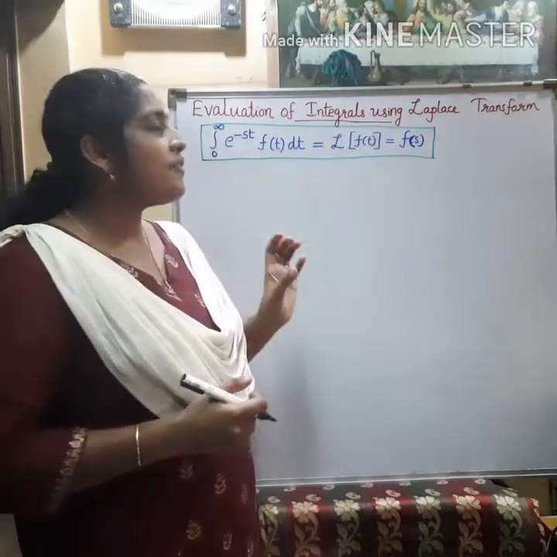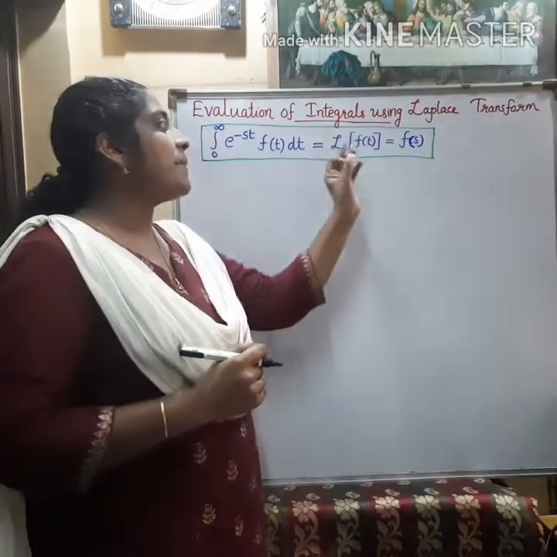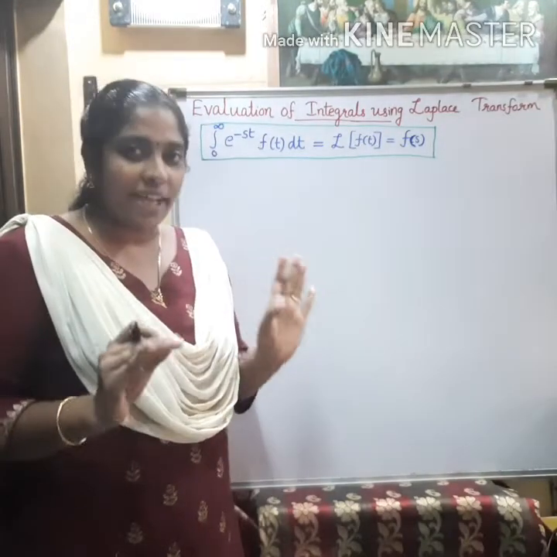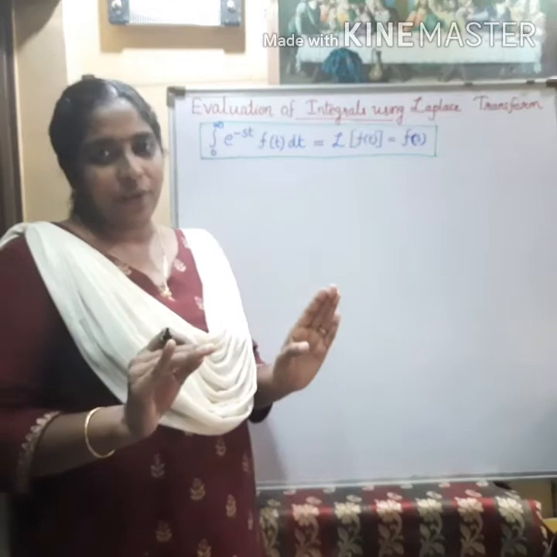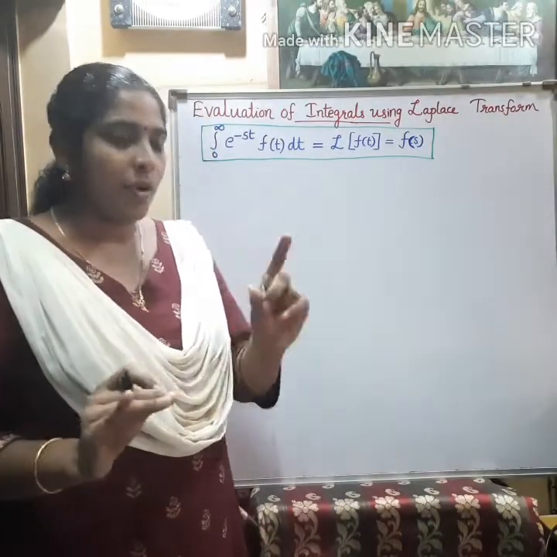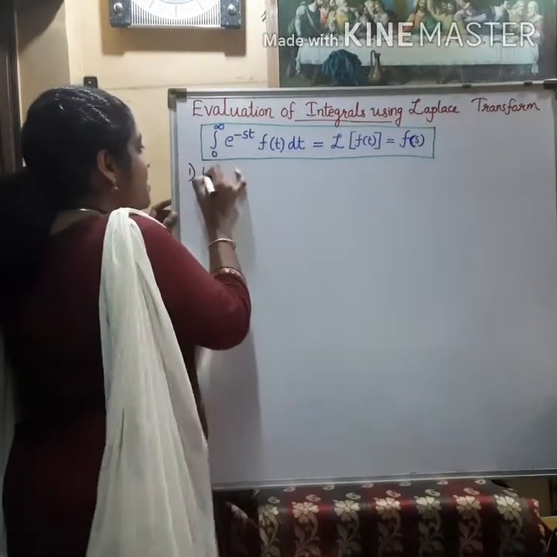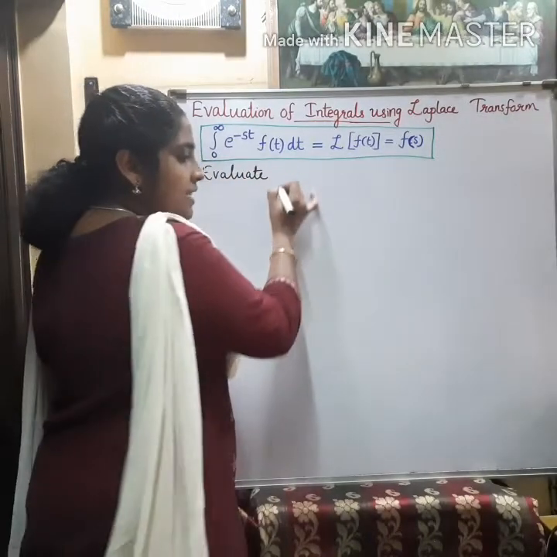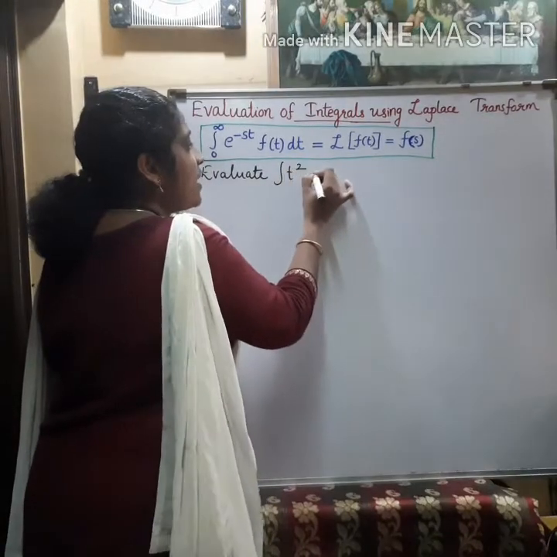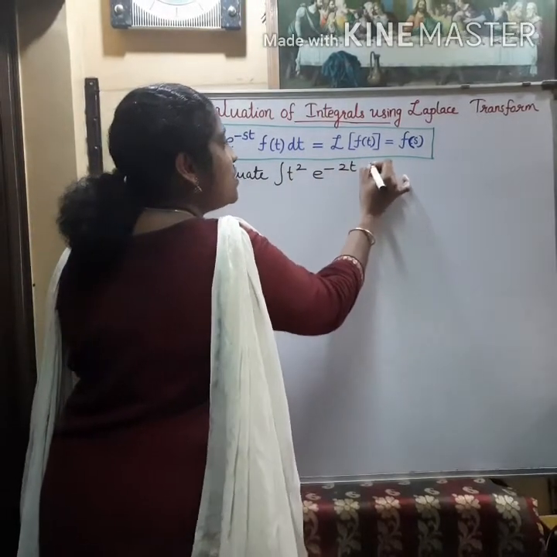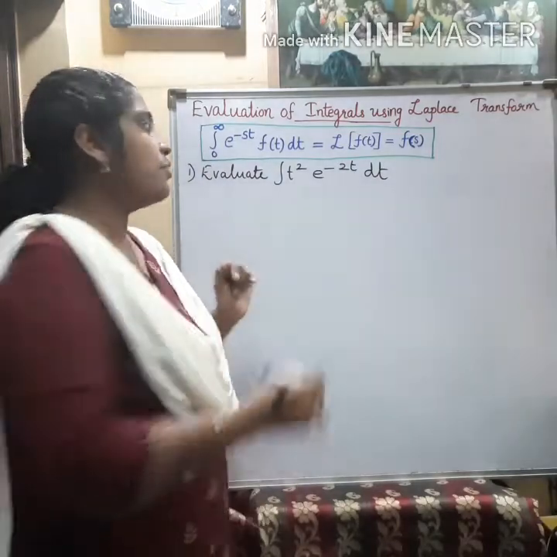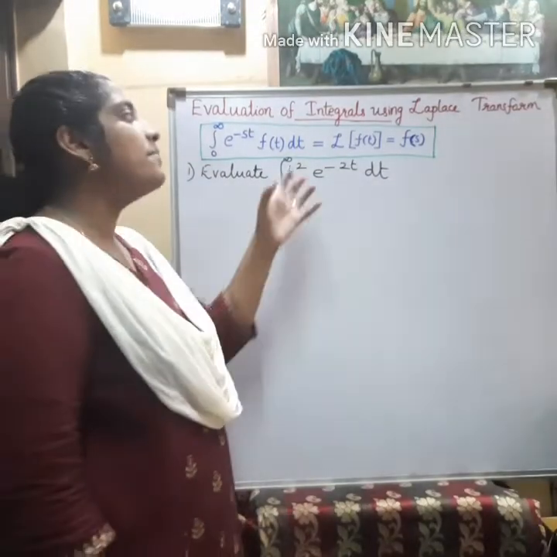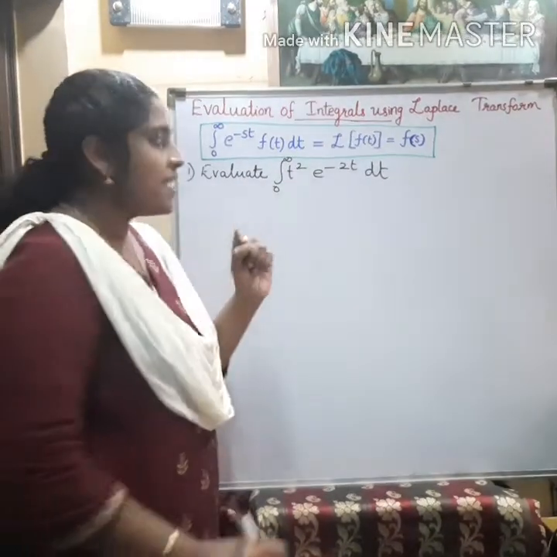The basic formula for the Laplace transform is: Laplace transform of a function f of t is the integral from 0 to infinity of e raised to minus st f of t dt. Now we can do one problem. First one, evaluate the integral from 0 to infinity of t square e raised to minus 2t dt. Can we find out this problem based on this Laplace transform?